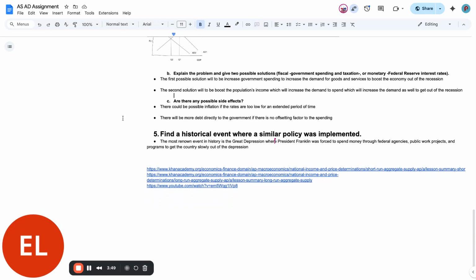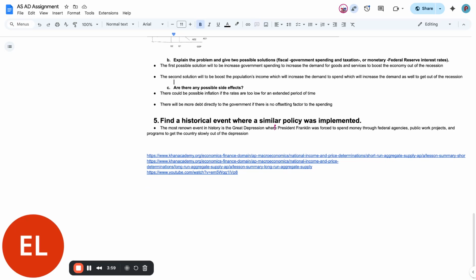Some side effects could be inflation because the rates could be too low for an extended period of time. And then another effect that could happen is there'd be more debt to the government because they would use all this money spending to try to boost the economy back up. This would happen if there'd be no offsetting factor to the spending, like them gaining money off of interest on loans or stuff like that.